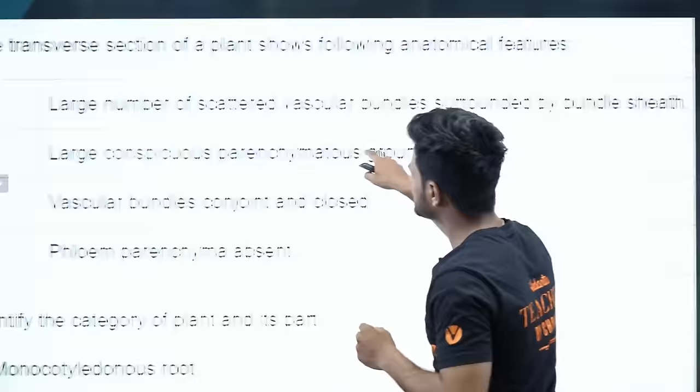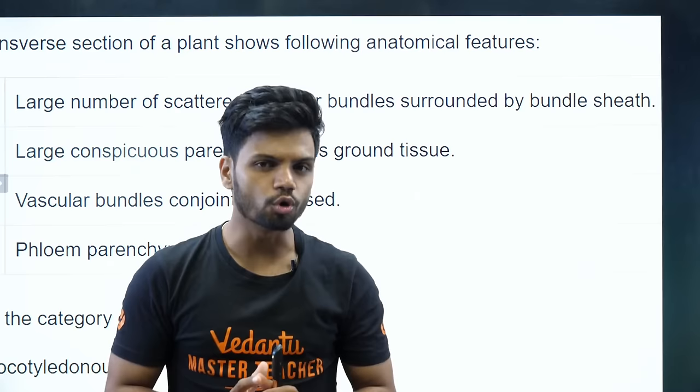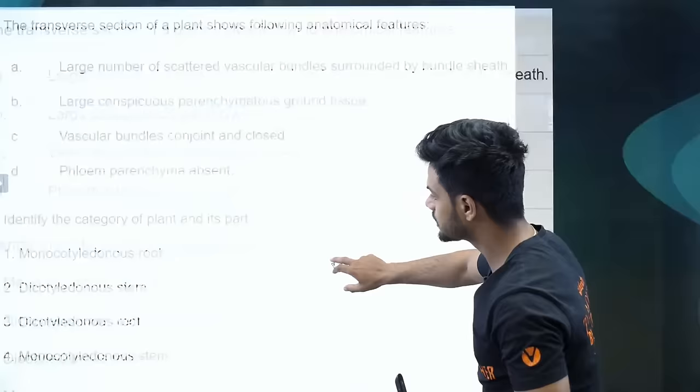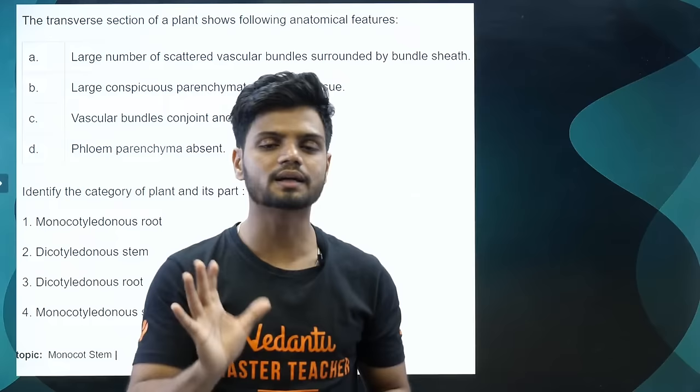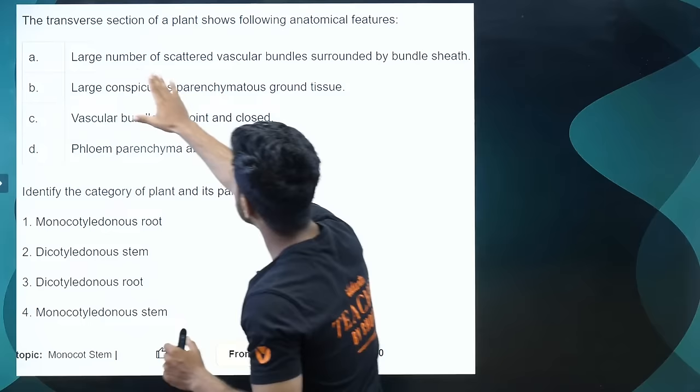Now if you look at the first line: large number of scattered vascular bundles. Do you notice scattered vascular bundles in monocot stem or monocot root? In the case of your monocot root, we see something called polyarch condition. But they're telling you large number of scattered vascular bundles. So the answer is going to be stem.